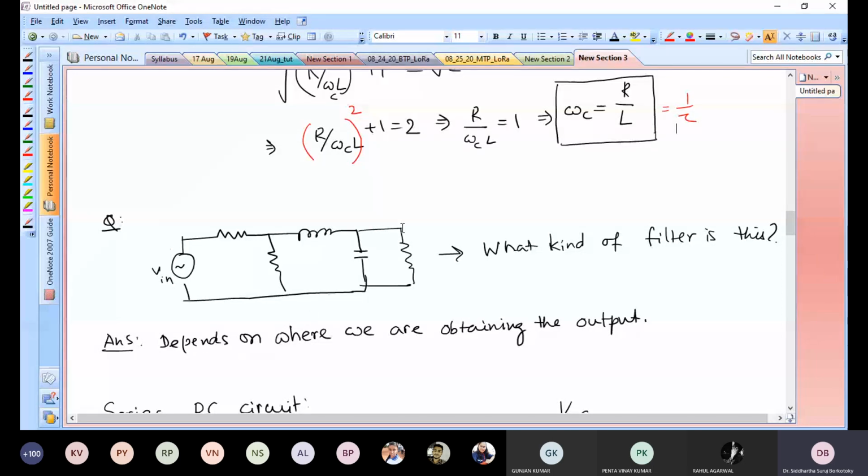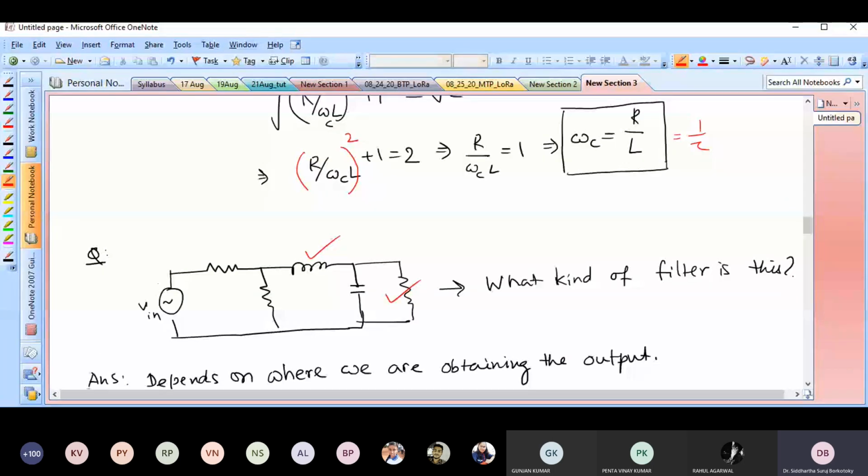Is it across this resistor? Is it across this inductor? Is it across this capacitor? That is the question we need to ask. Unless we know that, you will never be able to answer this question.